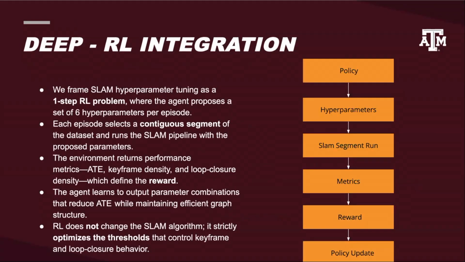So here is how we integrate SLAM into our entire pipeline. We wrap the SLAM system in an RL environment. For each episode, the agent proposes six hyperparameters. A dataset segment is selected and the full SLAM pipeline is executed. And the environment returns accuracy and sparsity metrics, which form the reward. This creates a one-step RL task for learning effective threshold combinations.